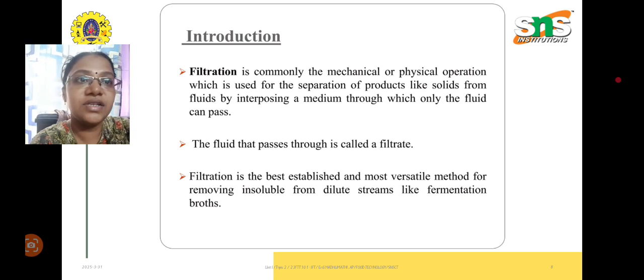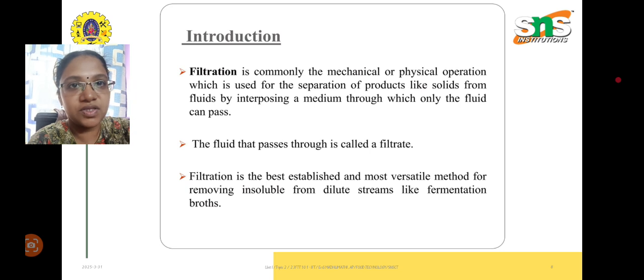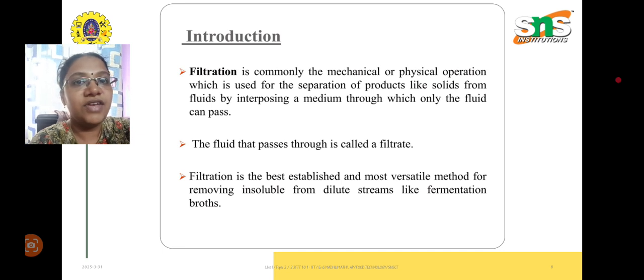Next, filtration. Filtration is commonly a mechanical or physical operation used to separate products like solids from fluids by interposing a medium through which only the fluid can pass. A basic example is the filtering of coffee or tea. This technique is called filtration, where we use a medium for filtering the liquid and the solid separately.